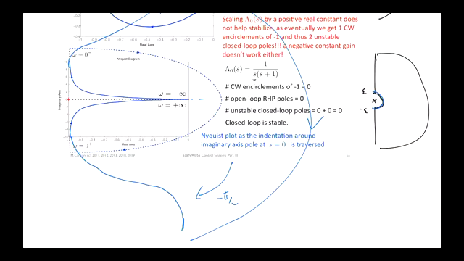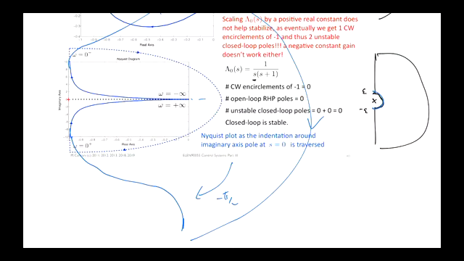Okay? So we've got P. What's P? Well, P is 0. Sure, the open loop has this unstable pole here, right? But we don't count that because it's not inside the contour. All right? So P is 0.